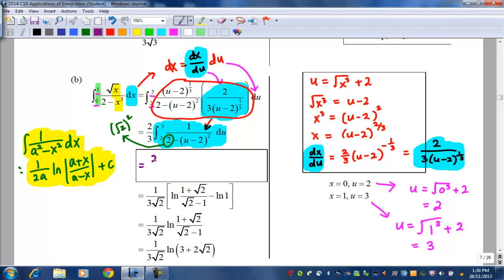So what we have now is 2/3 times 1 over 2, the a being root 2, so I have 2 root 2, ln of modulus root 2 plus u minus 2, divided by root 2 minus u plus 2. And not forgetting the lower and upper limit, 2 and 3.